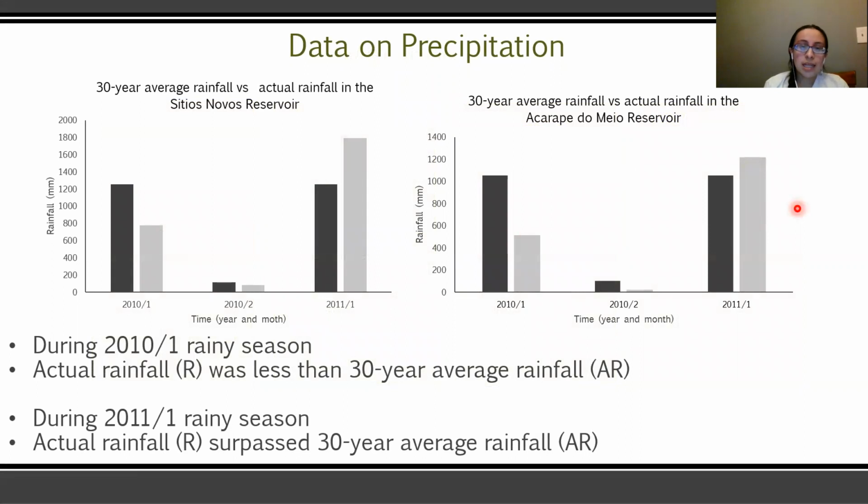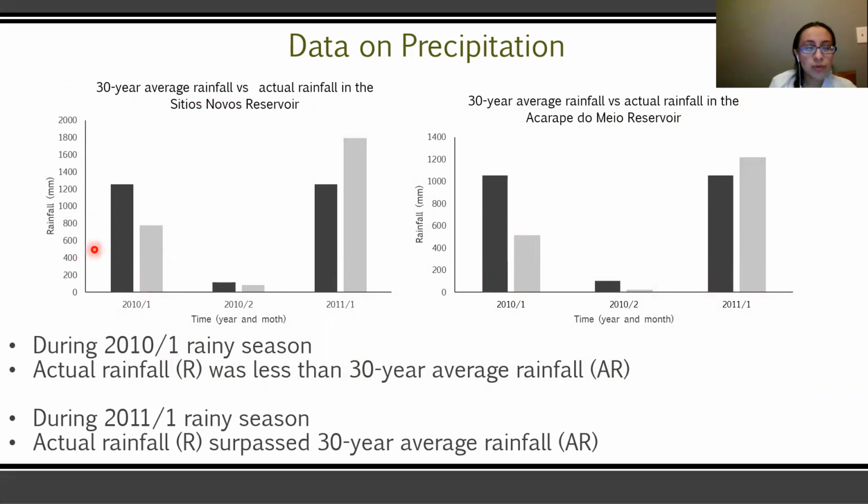So the first thing they did is that they took data on the precipitation. So the SN reservoir right here is a bar graph showing the SN reservoir. At the bottom is the x-axis, which is divided into the first rainy season, the middle is the dry season, and the 2011/1 is the other rainy season. Here it's comparing the 30-year average rainfall to the actual rainfall in the Sitios Novos reservoir. On the y-axis is the rainfall in millimeters.